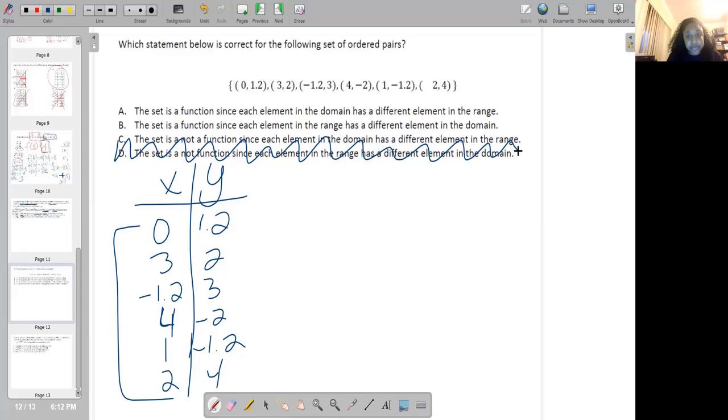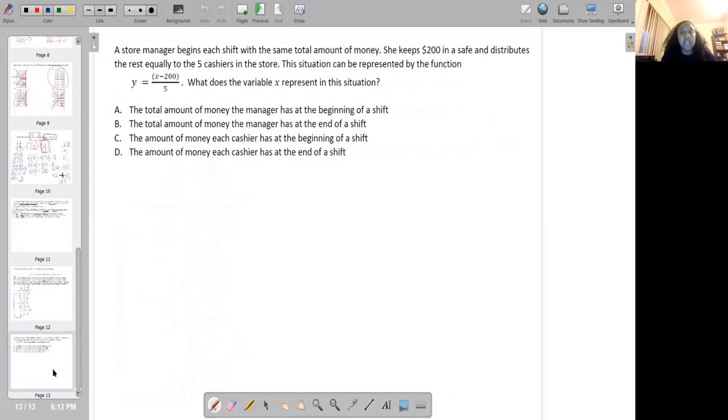And now remember, it's based on the domain having a different element in the range, right? Because if our domain repeats, if we have a repeating x value and the y value for that domain is not the same, then we know it's not a function. So it's always based off of domain. So it's going to be A, because B is saying that it's based off of the range, which means we would focus on y, and that's not the case. We focus on x. Last question.